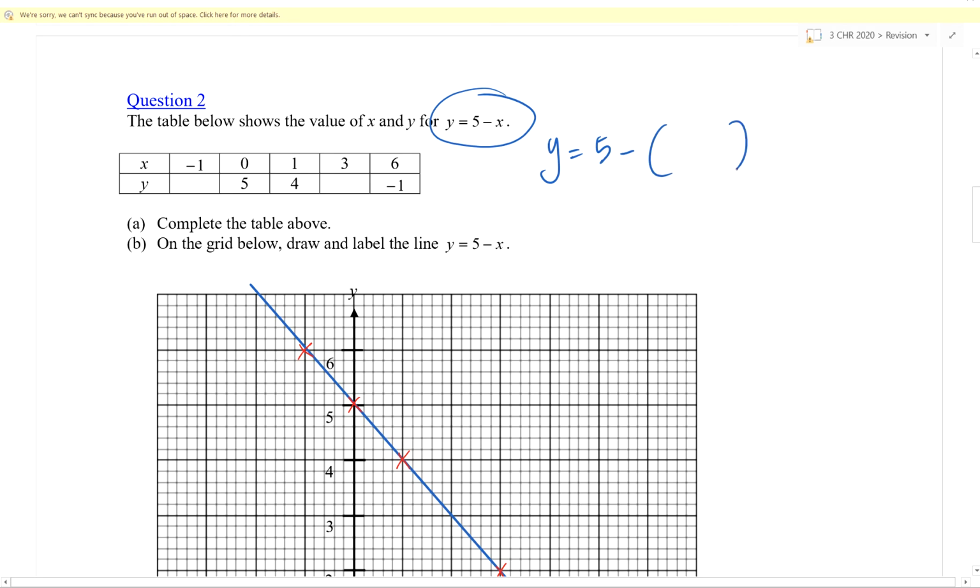So what we're going to put inside over here. First x value is negative 1. 5 minus negative 1 is 6. We're going to substitute in another x value of 3. 5 minus 3, we get 2. Same thing, 1 mark each.